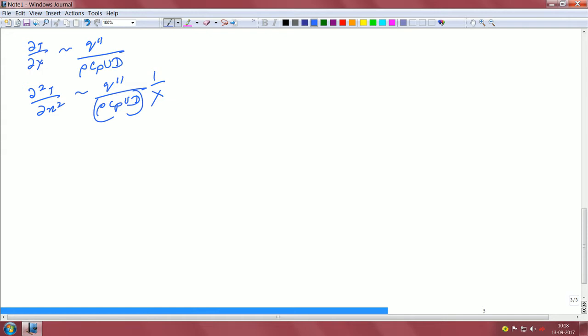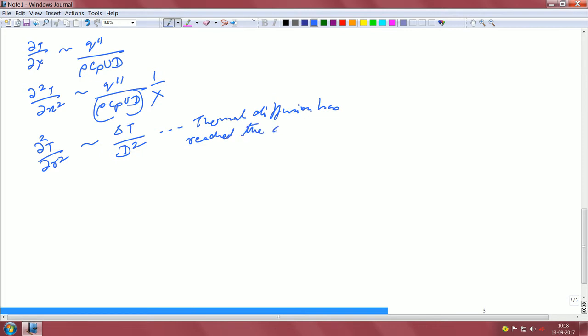And of course, there will be the last term, which is basically d²T/dr². Now, that will be given as delta T divided by d squared, because we already know that r has reached d, that means the center of the pipe, right. So, basically this comes because of the fact that thermal diffusion has reached the center line. Got it? Okay.